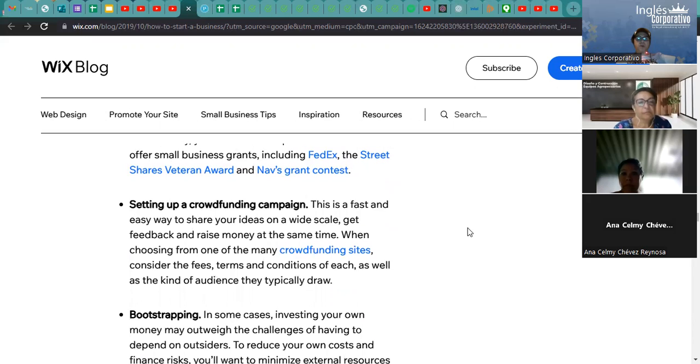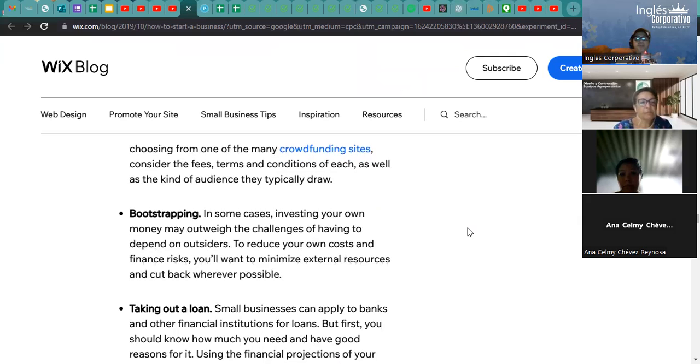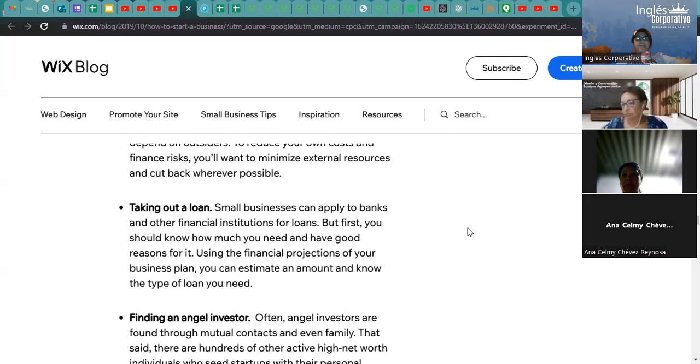The other one is a crowdfunding campaign. That means that you are going to do some things for you to get money, right? Some campaigns about anything. Bootstrapping, that means that you are going to pay for your business with your money. You are not going to owe money to a bank, but of course you are going to start very small. Sometimes it's not possible to do a big business if you invest your own money, right? And this is one of the most common, I guess, in El Salvador, it's the most common.